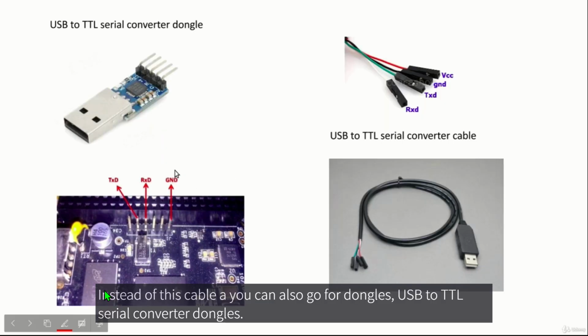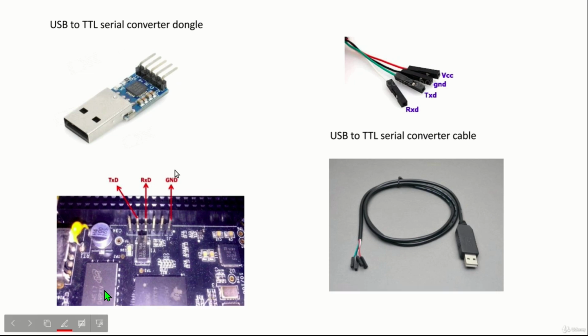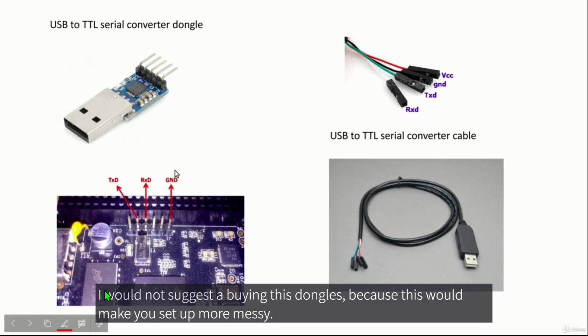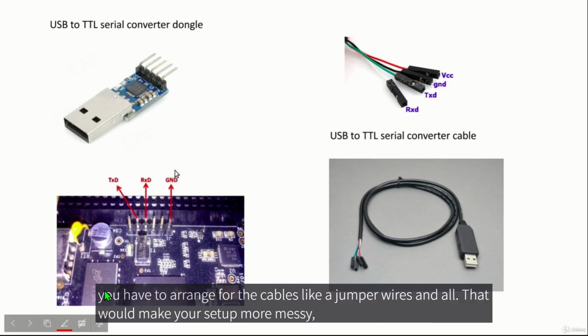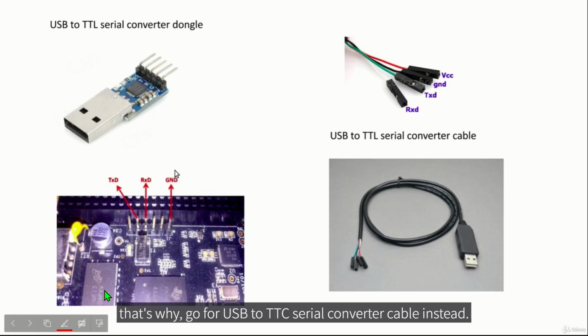Instead of this cable, you can also go for USB to TTL serial converter dongles. I would not suggest buying these dongles because this would make your setup more messy, because it doesn't come with a cable, isn't it? You have to arrange cables like jumper wires and all. That would make your setup more messy. That's why go for the USB to TTL serial converter cable instead. This is a very low cost cable. You can get it for $3 to $4.